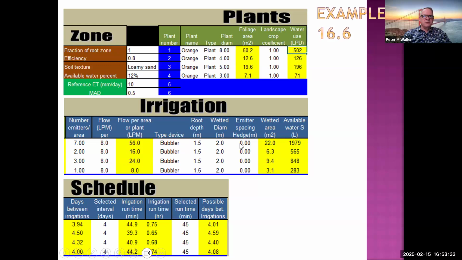So then we can go through the calculation here. The wetted areas are quite a bit different because you have more bubblers. So here's the available water. But the days between irrigations is about the same because we have much more wetted area for the larger tree. As we can see here, it's slightly different, but if we choose 4 as our selected interval, then we're okay. And then our irrigation runtime is not exactly the same, but close. And if we just choose 45, we'll give all the trees the right amount of water.